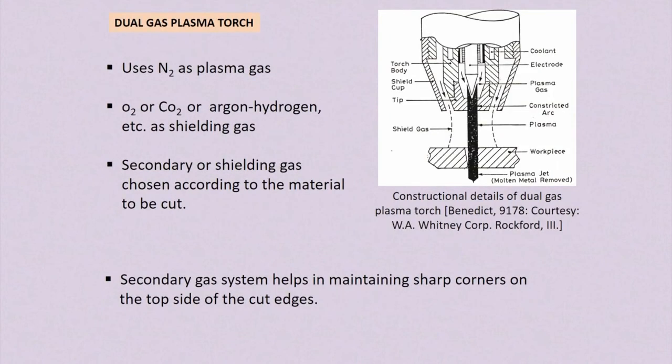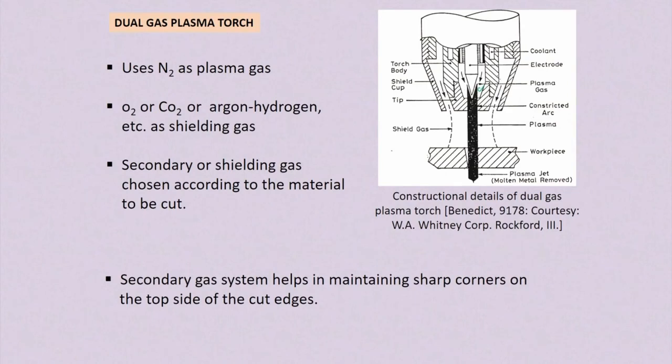Now the dual gas plasma torch. Third one is the dual gas plasma torch. Here you can see nitrogen is used as the plasma gas, and outside you can see a shielding gas is also used. Surrounding this nozzle, shielding gas is used to reduce the temperature of the nozzle. Also it helps in guiding this plasma so that the top edge cut on the workpiece surface becomes perpendicular.